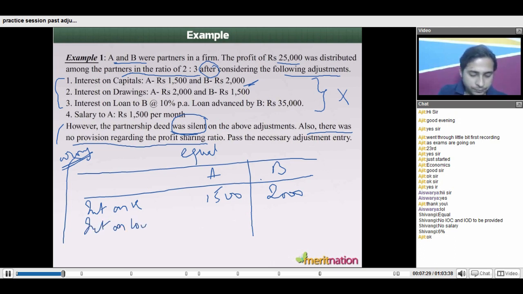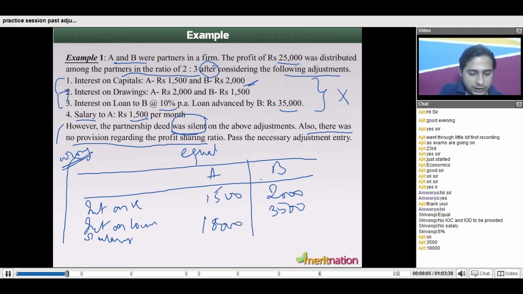Fine. Now interest on loan is basically 10%, that too on 35,000. So how much is that? How much, guys? 10% of 35,000. Yes, exactly, 3,500. So we write it here. The next part is salary. So salary to A. How much is it annually? 1,500. Okay, great. Sanjana, sorry. It is 18,000.